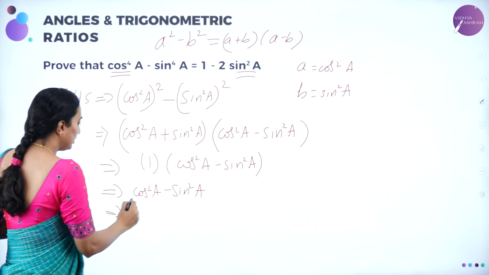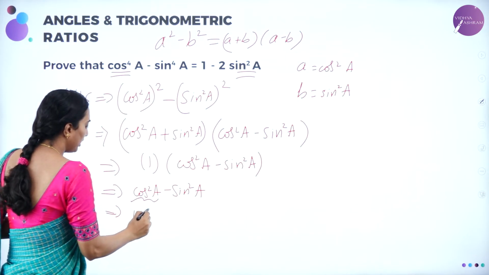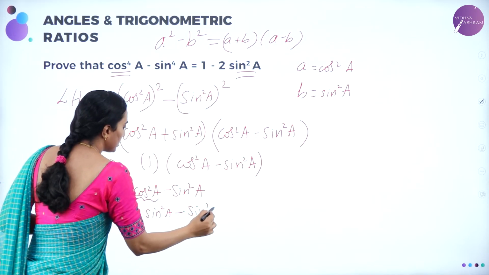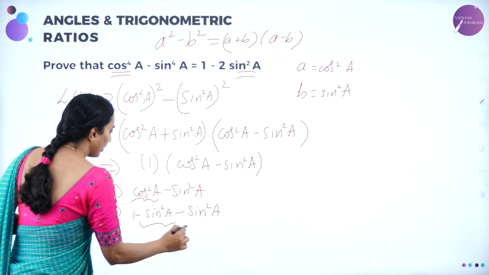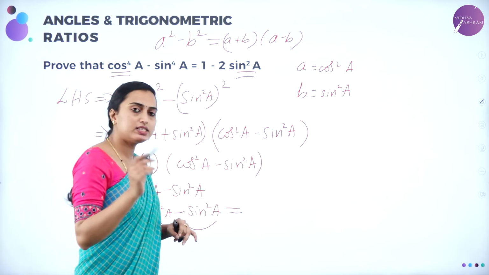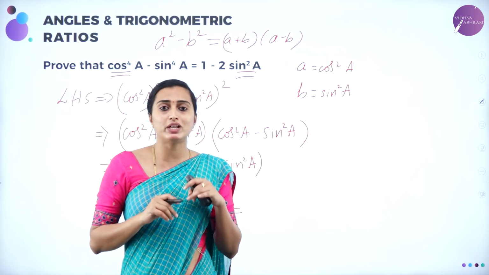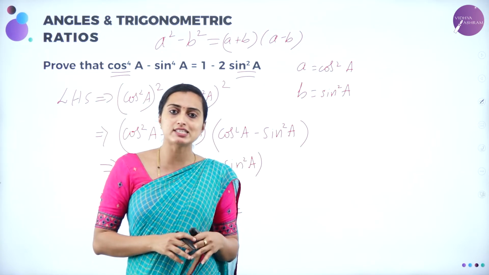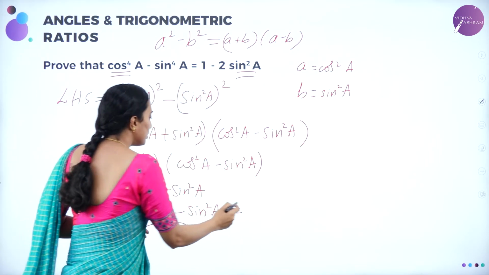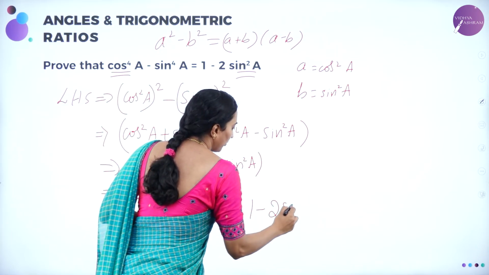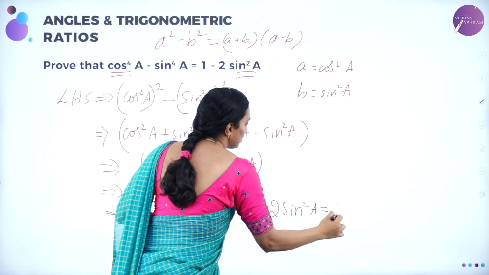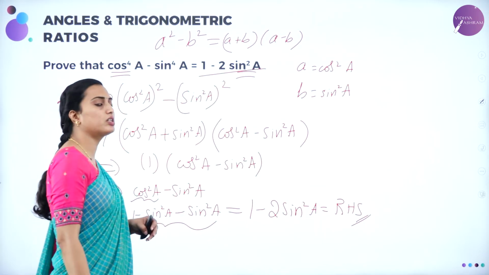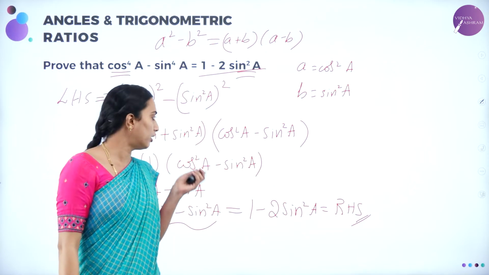So I am writing it as 1 minus sin squared a minus sin squared a. Now what is minus sin squared a minus sin squared a? It is minus 2 sin squared a, adding. So 1 minus 2 sin squared a, that's it. That is your RHS, what they have asked you to prove. See, 1 minus 2 sin squared A. That's it, dears. This is the easier proof.